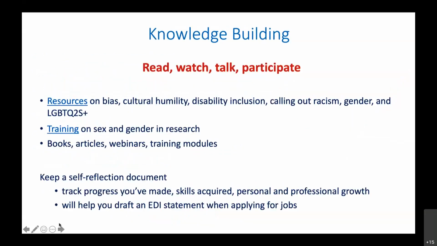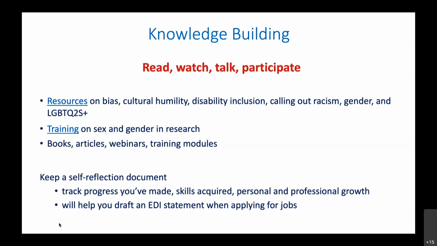So of course, this also involves building your own knowledge, right? There's so many resources out there, and again, that can be overwhelming, but I've listed a couple here if you're having trouble getting started. These are just some links to some of our pages in the College of Medicine. This first one has some resources on various topics, including bias, cultural humility, disability and inclusion, calling out racism, gender, LGBTQ2S+. CIHR, if you're doing health research, CIHR has really great training on sex and gender in research.